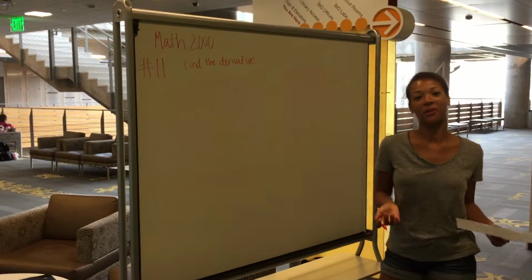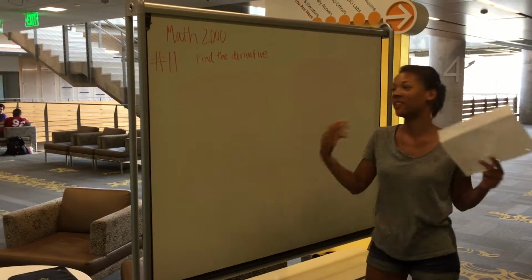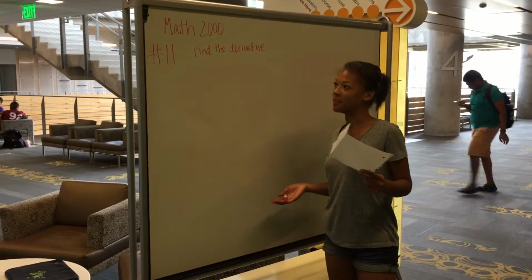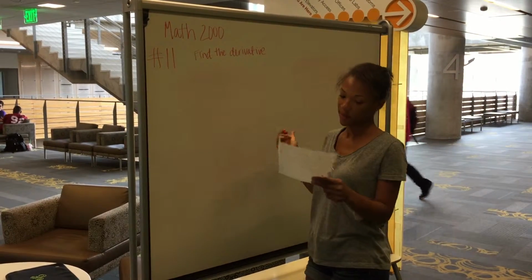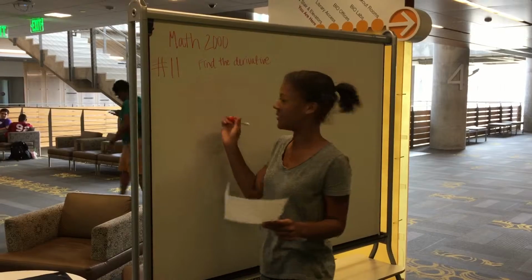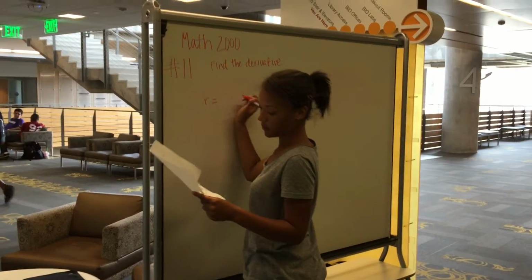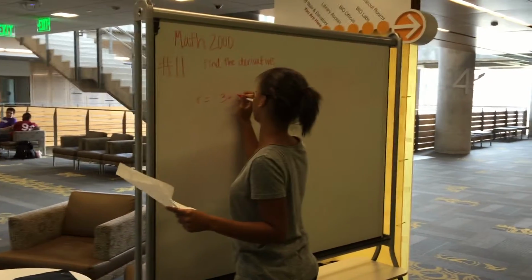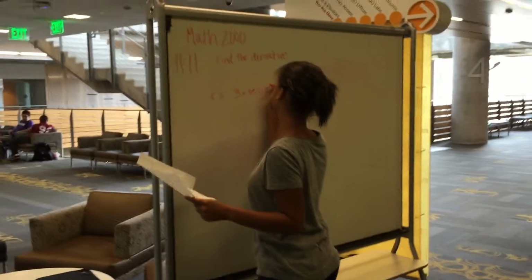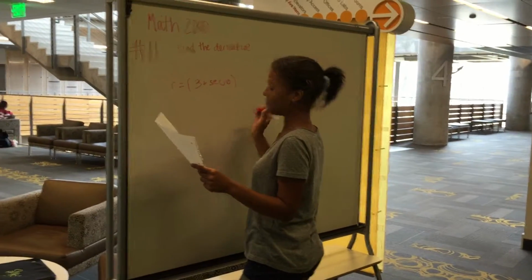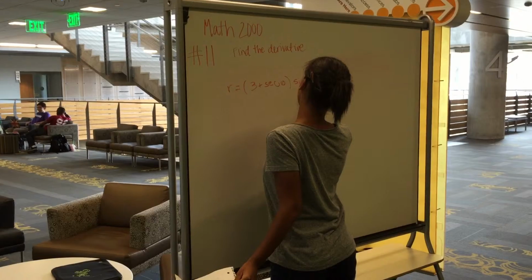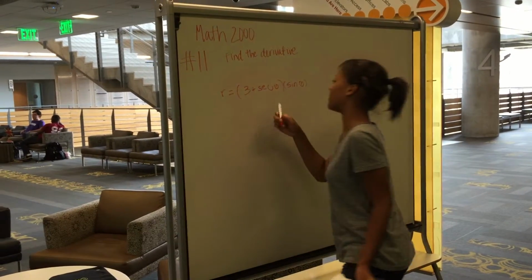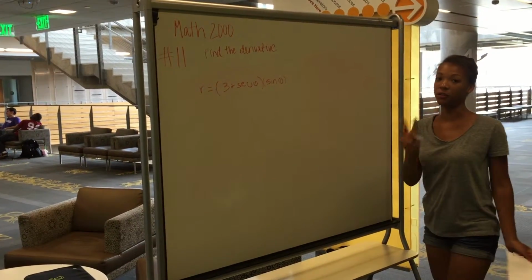Hi, I'm Angelique Edwards, and today I will be solving question 11 from Math 2000, homework number 1. So we will be finding the derivative today of r equals 3 plus secant theta times sine theta. So to find the derivative of this, we'll have to use two rules.